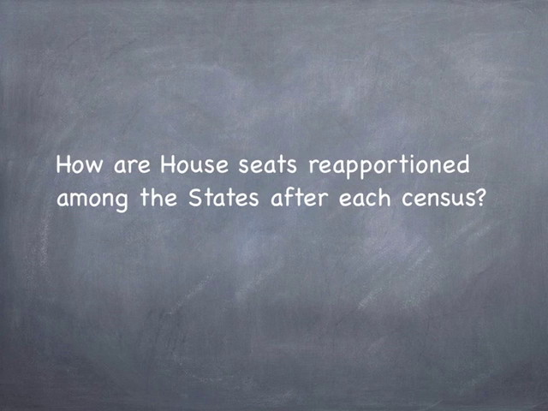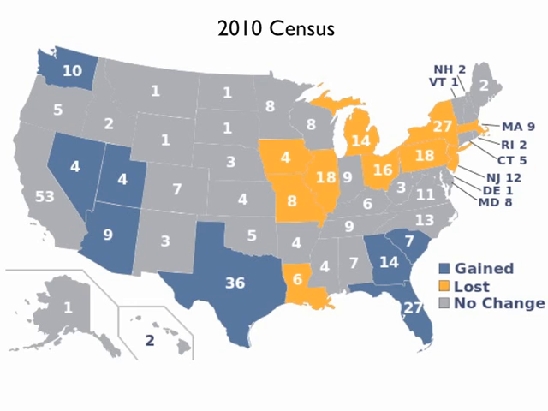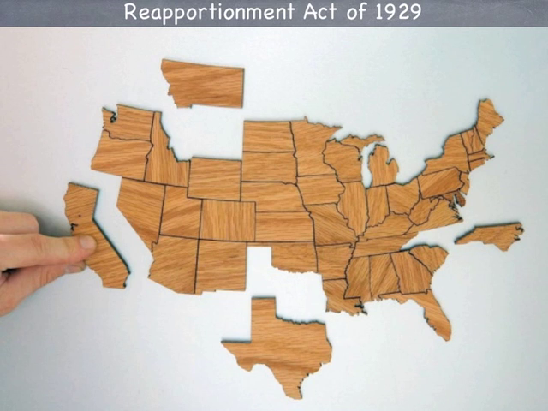How are House seats reapportioned among the states after each census? Article 1 of the Constitution directs Congress to redistribute the seats in the House after each decennial census. As the United States grew in population, the number of representatives in the House also grew. The Reapportionment Act of 1929 set the permanent size of the House at 435 members and provided for automatic reapportionment.